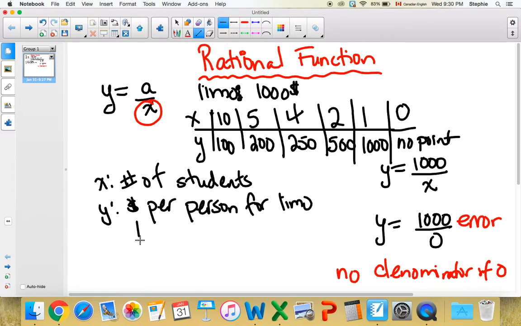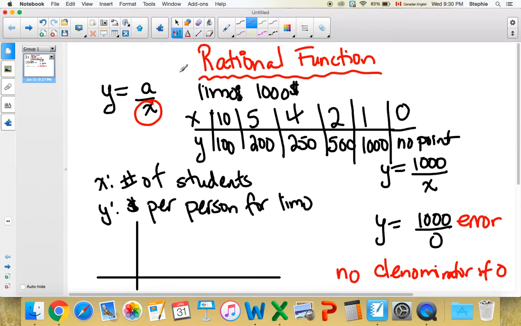I'll make it really small so that we look at our table of values and we get an idea of what this is going to look like on a graph. So if we had 1 person going, 2 people going, 3, 4, 5, 6, 7, 8, 9, 10. So really quickly here, 100, 200, 300, 400, 500, 600, 700, 800, 900, 1,000. So if 1 person was going, they'd be paying literally $1,000.